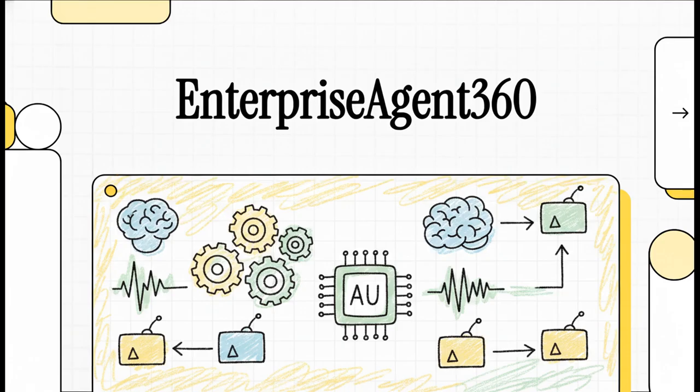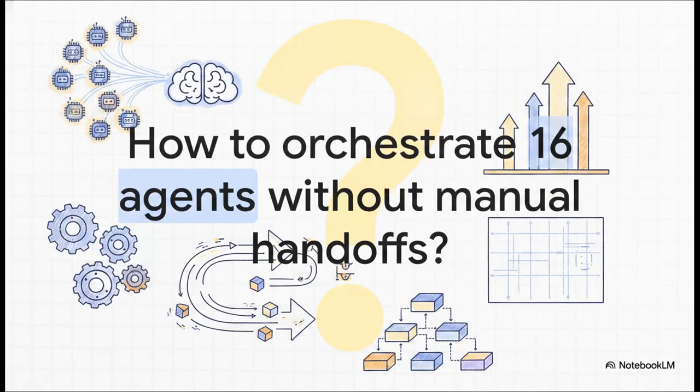Let's dive in. So here's the million-dollar question for system design right now. How do you actually orchestrate 16 different AI agents across a massive enterprise environment without a single manual handoff? As developers, we know getting just one LLM to output a reliable, structured response is hard enough, right? But getting an entire fleet of them to collaborate, plan, and execute multi-step workflows with zero human intervention, that requires a completely different architectural paradigm. And that is exactly the puzzle we're breaking down today.